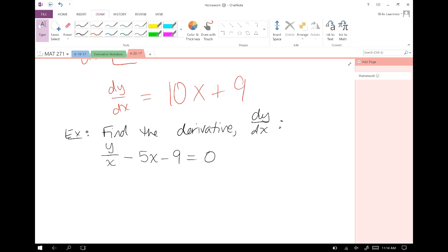Y over x minus 5x minus 9 equals 0. We want to find dy dx. What we're going to do is take the derivative with respect to x of everything.